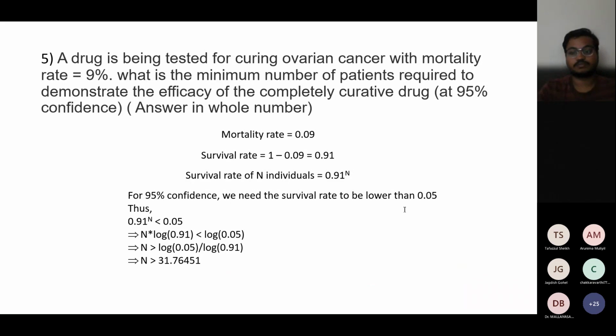Sir, do we have to write the whole number as 32 or 31 for the answer? Yeah, the answer here will be 32, because it asks for a whole number answer. The minimum number of patients can't be a fraction. So we have to round it up, right? Yeah, we have to round it up.